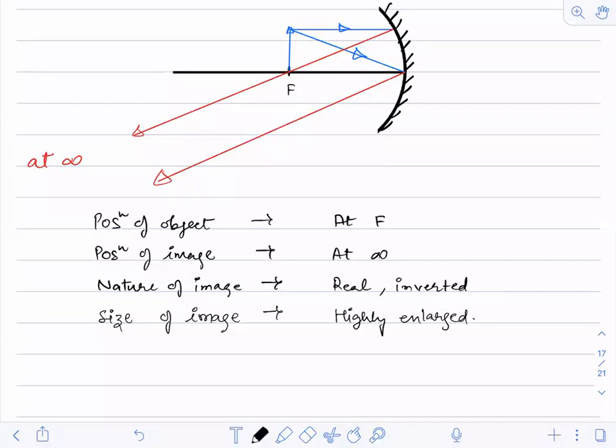Okay, this is a concept of mathematics. So that's why we are saying that the image will be formed at a very far away distance.